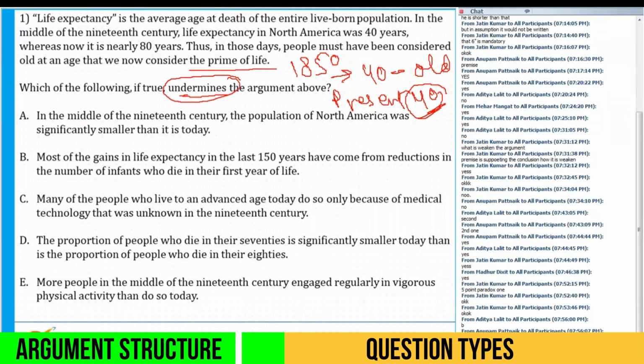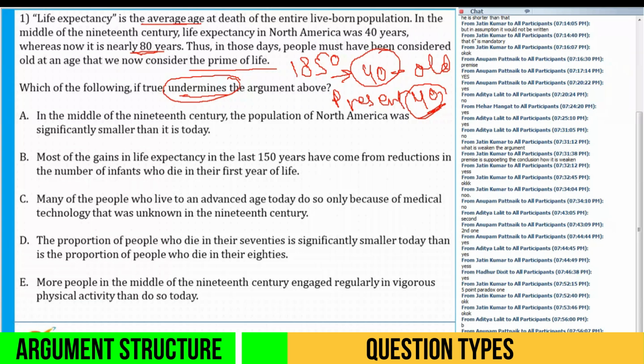Okay, Aditya, you have marked B. Anupam also has marked B. Now see what is happening. He's talking about average age. So average age in the middle of the 19th century was 40, whereas now average age is 80 years. So the average age has increased.